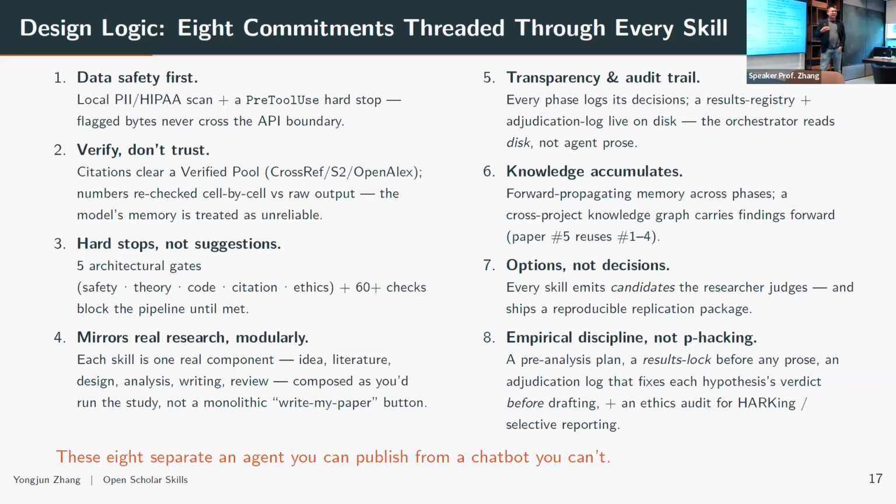You have to have gates to evaluate the output. That's very important. Hard stuff, not suggestions. So again, in the overall scale, we have 5 architecture gates, but still it depends on whether the large model follows instructions. So only the pre-tool use is a hard stop. But that's key. Again, you will see different coding agents follow instructions differently. But we are doing our best for it.